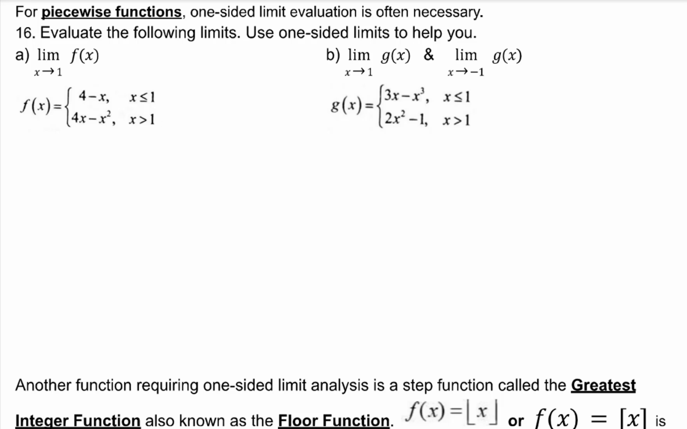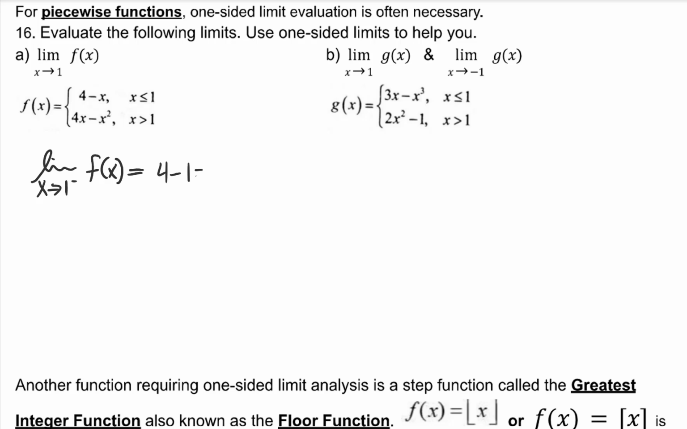So 1 is what I like to call our transitional value. If they're asking us for the limit as x approaches 1, and 1 is the transitional value, then we have to plug in 1 to both parts. We have to find the one-sided limits in order to determine if the limit exists. So the limit as x approaches 1 from the left of f of x is what happens when we plug in 1 into the first piece of the piecewise function.